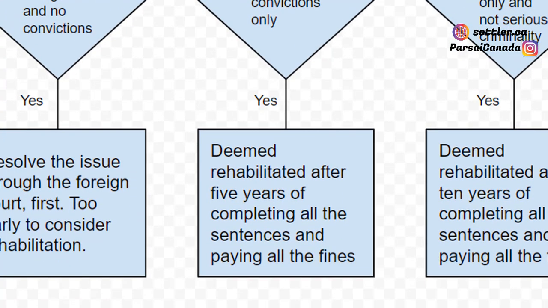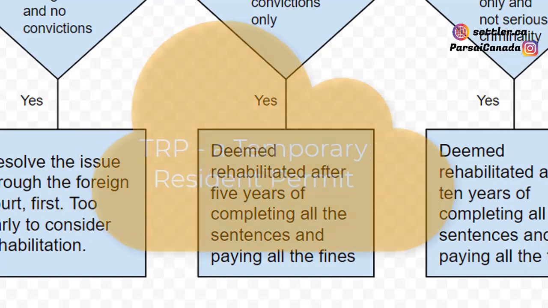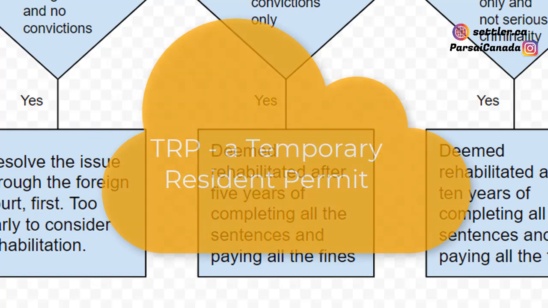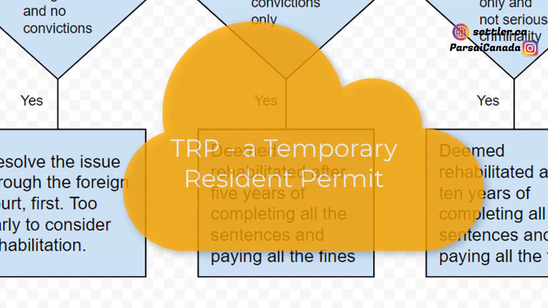But if there are two summary convictions, then you need to see if at least 5 years has passed since the time that you completed your sentence, paid the fines, everything else. In that situation, you are deemed rehabilitated. Unfortunately, below 5 years, you are not deemed rehabilitated, and your only option is a temporary resident permit. You cannot simply immigrate to Canada.